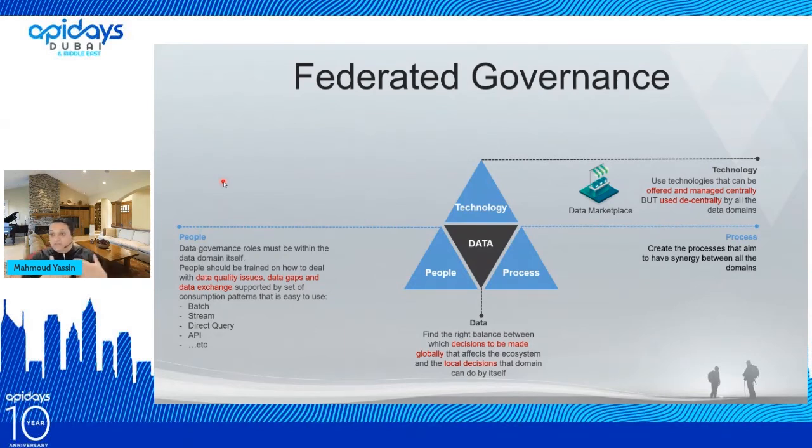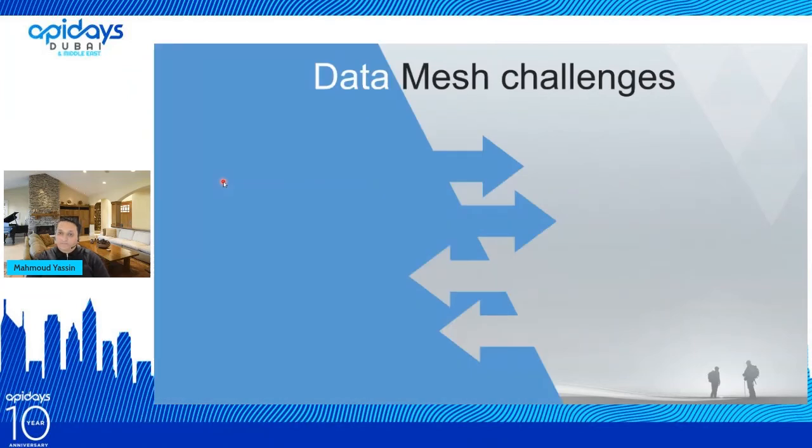And of course, based on the consumption patterns your company provides for your data, it could be an API, a query, a stream, or a batch. All of these need to be maintained by the domain itself, and the federated governance helps in putting this into context and not allowing, for example, deviations and so on.